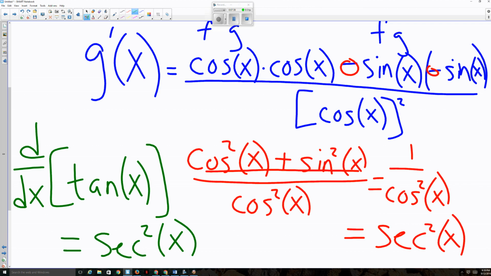All right? So those are 3 examples of the quotient rule. If you want to look at the limit definition of a quotient rule, you can certainly do so.